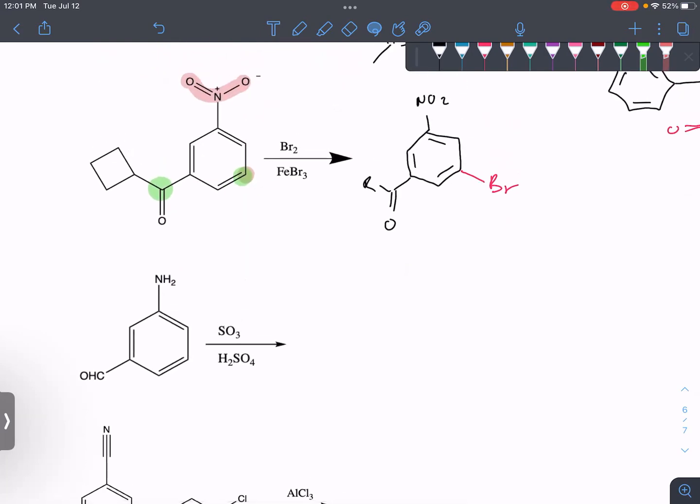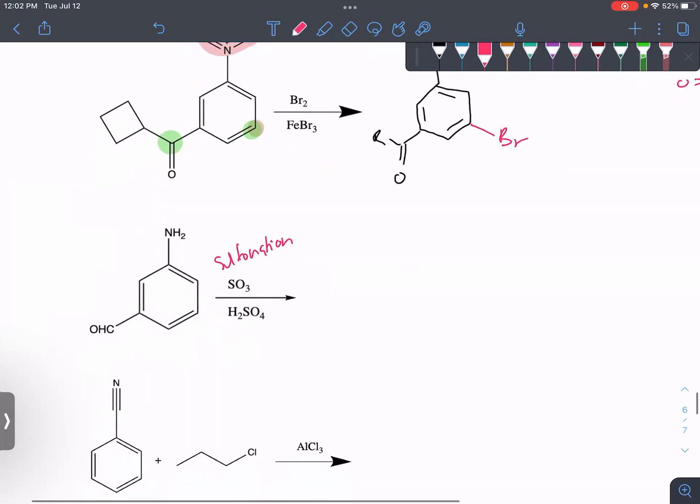Okay, so what about the next one? You're right, sulfonation. And where's the sulfonyl gonna go? Orthopara to, yeah. So what is the CHO? What is CHO and where is it directing? Yes, so it's directing meta.